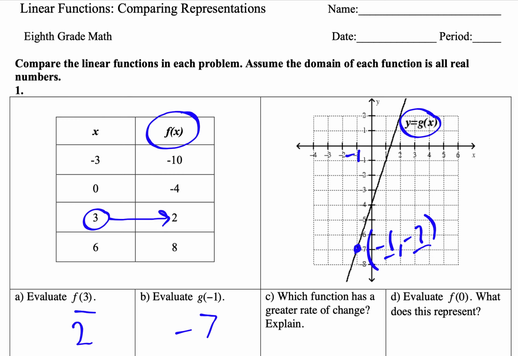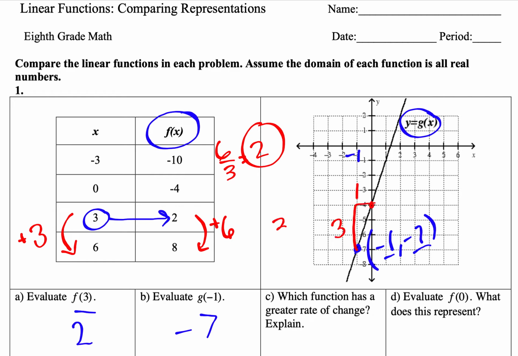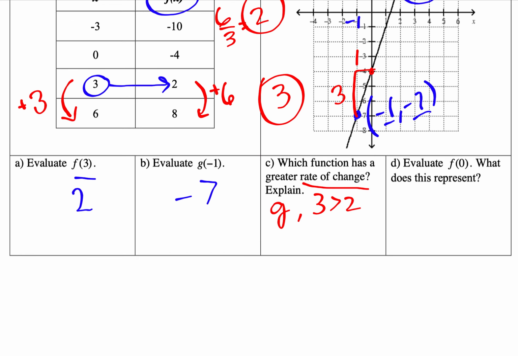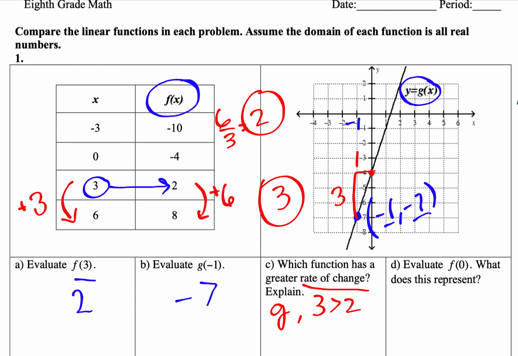Which function has a greater rate of change? We're going to need to find their rates of change. f of x increases 6 on the output while the input increases by 3. That gives us a rate of change of 6 divided by 3, output over input, of 2. g of x has a slope of up 3 over 1, so its slope is 3. Which function has a greater rate of change? Well, it's going to be g, and the reason for that is 3 is greater than 2. I'm going to scroll that up a little bit so that you can see it better.